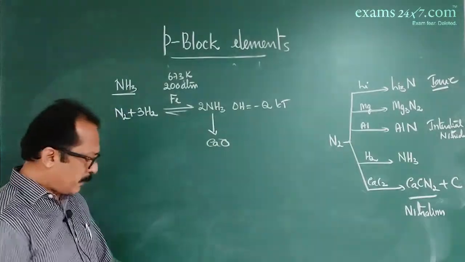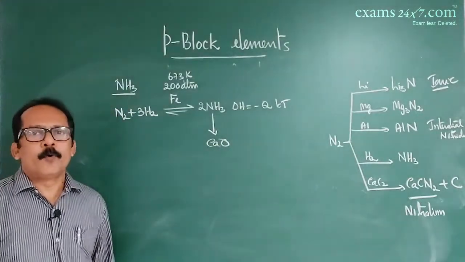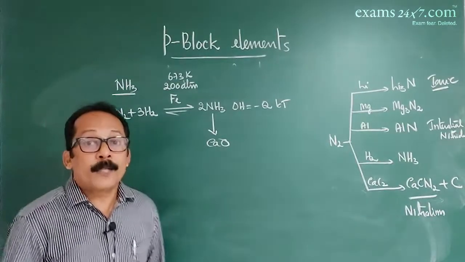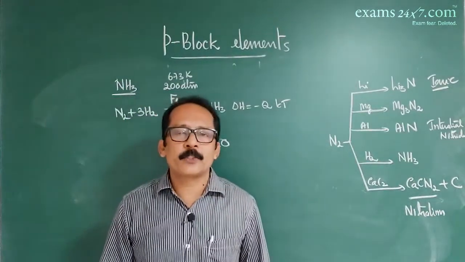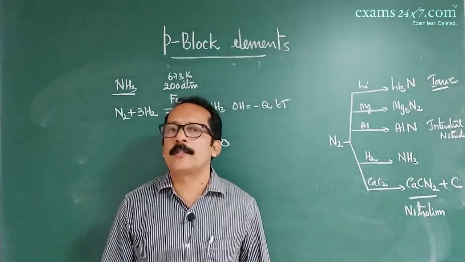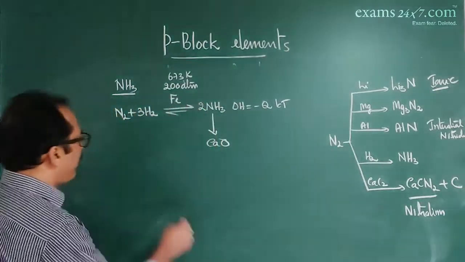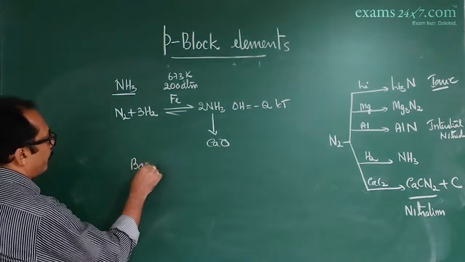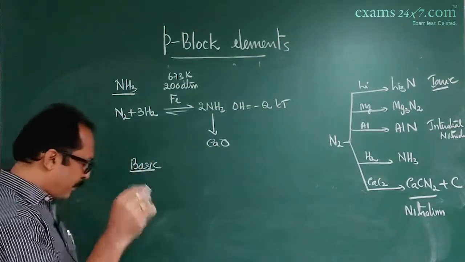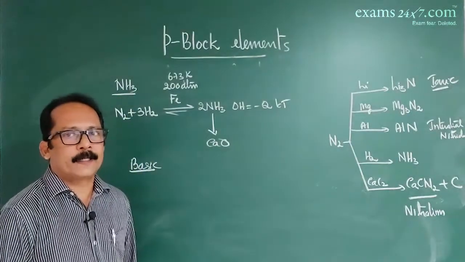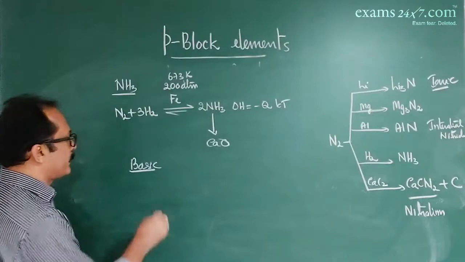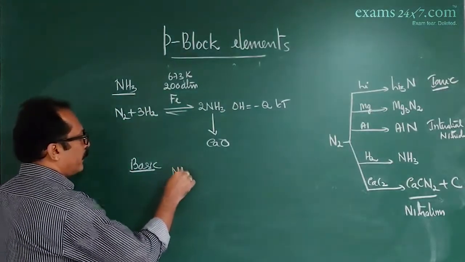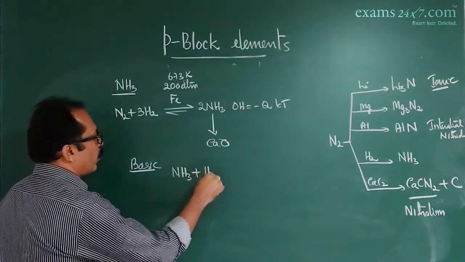Now, next about the properties of ammonia. Ammonia is basic in nature due to the presence of a lone pair of electrons on the nitrogen atom. So the basic nature of ammonia is confirmed by treating with acid like HCl or sulphuric acid. We'll write like this. First about treating with water.